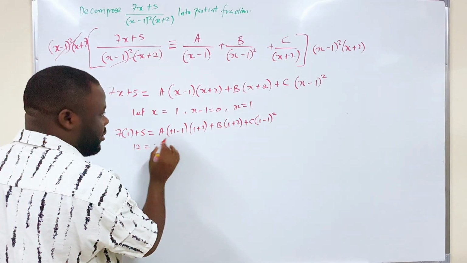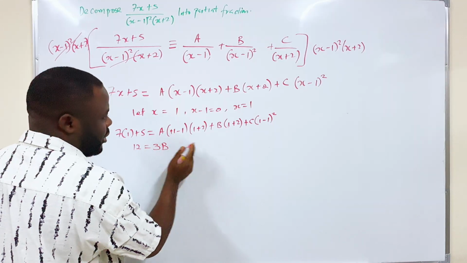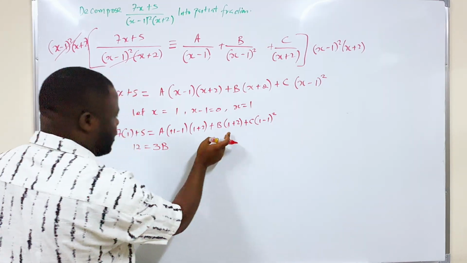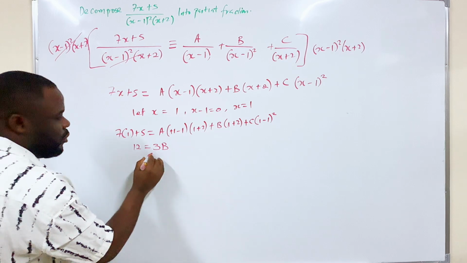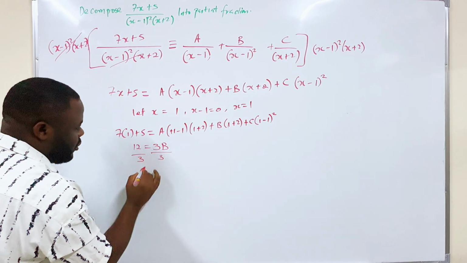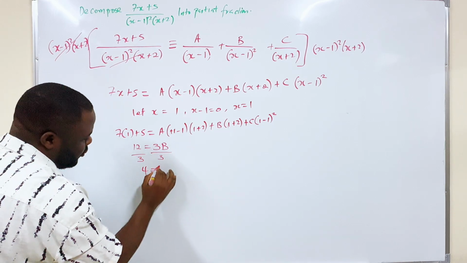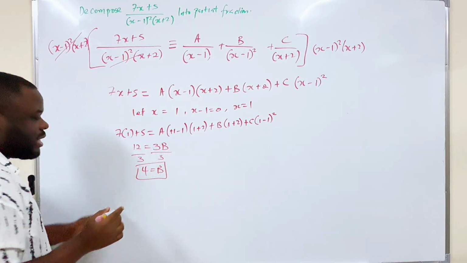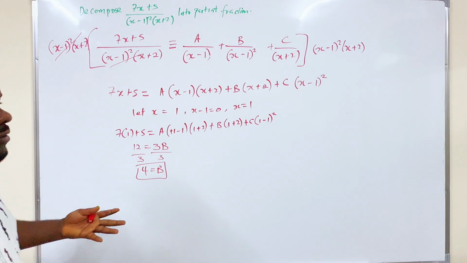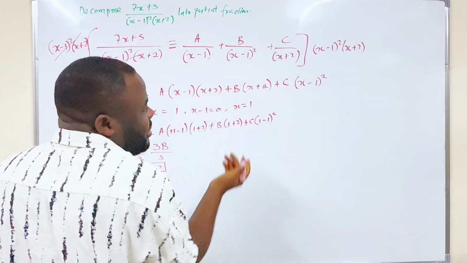So I now have b, 3, because 1 plus 2 is 3. So 3 multiplied by b is 3b. So I will now divide both sides by 3. This is going to give me 4 equals b. All right. So this is how I get my constant b. You can still use the same thing to also find maybe c or d.